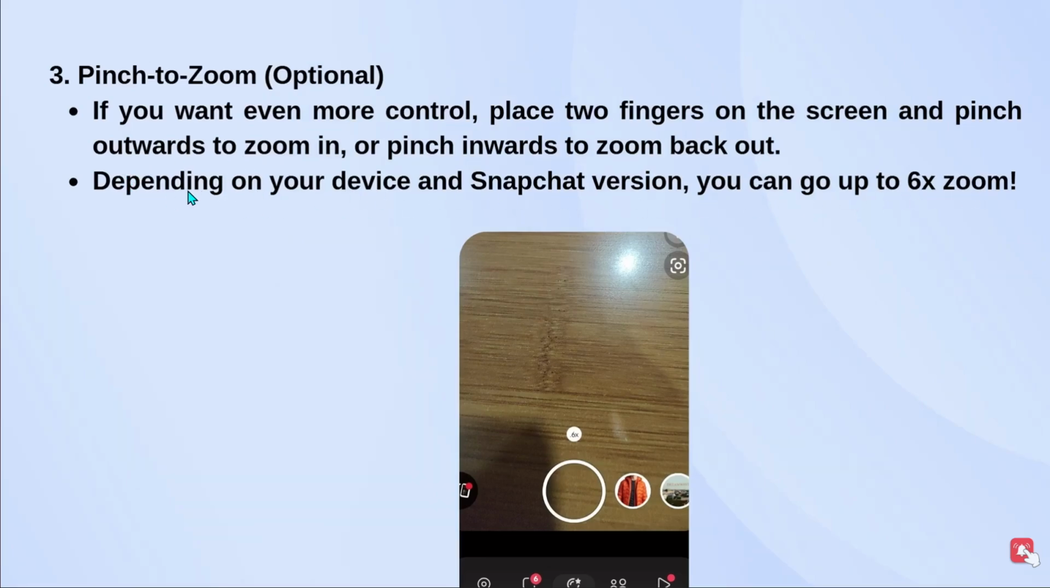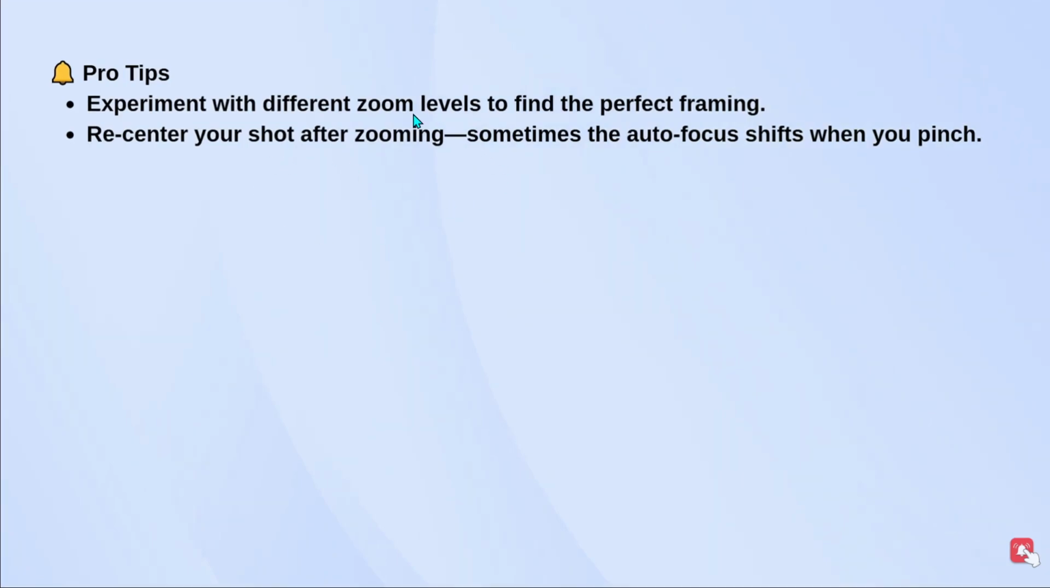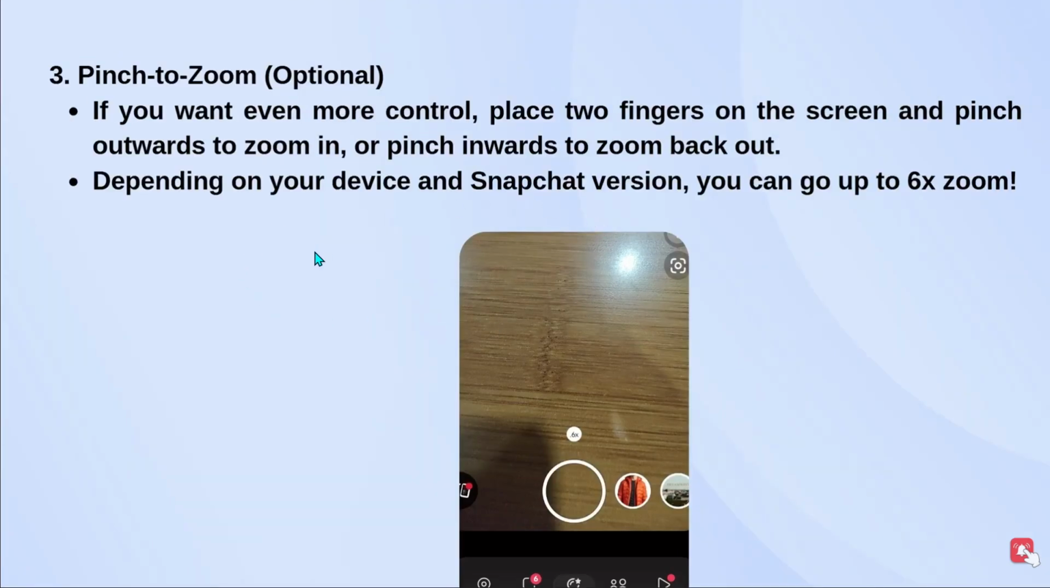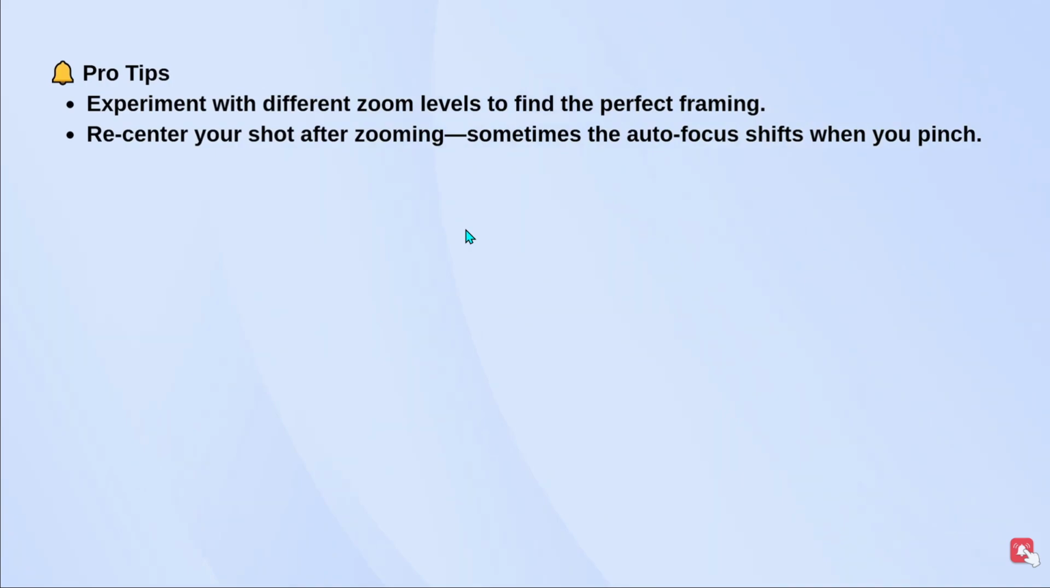Once you switch to ultra-wide or adjust your zoom, take a second to reframe your shot. Because ultra-wide lenses capture more of the scene, Snapchat may shift focus, adjust lighting, or slightly crop depending on how you move your phone. A quick adjustment ensures your shot looks exactly the way you want.